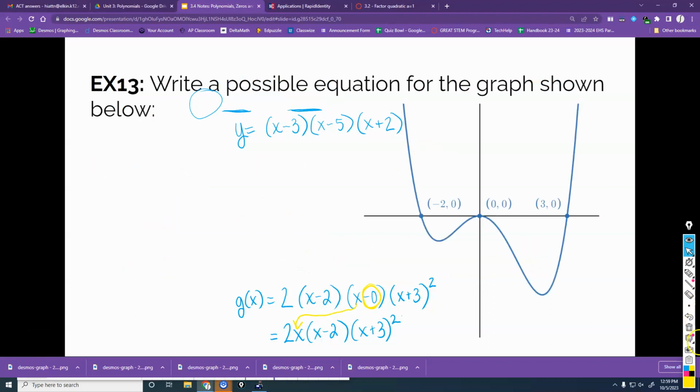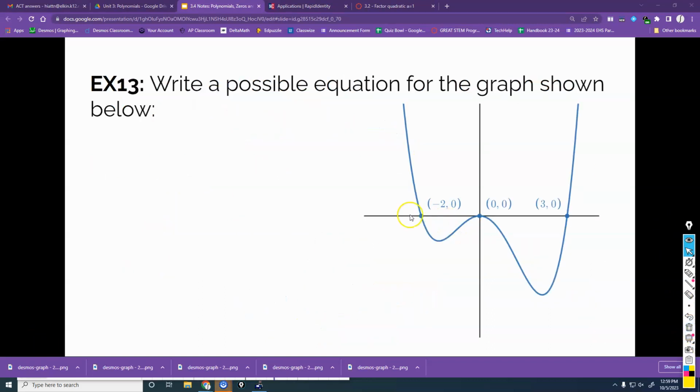All right, so here's another one. We got zeros, -2, 0, 3. Now they're asking us to do this from a graph this time. So I would have f of x equals, for -2, I'd have x plus 2. For 0, I'd have x minus 0 or just x, right? And then for 3, I'd have x minus 3.